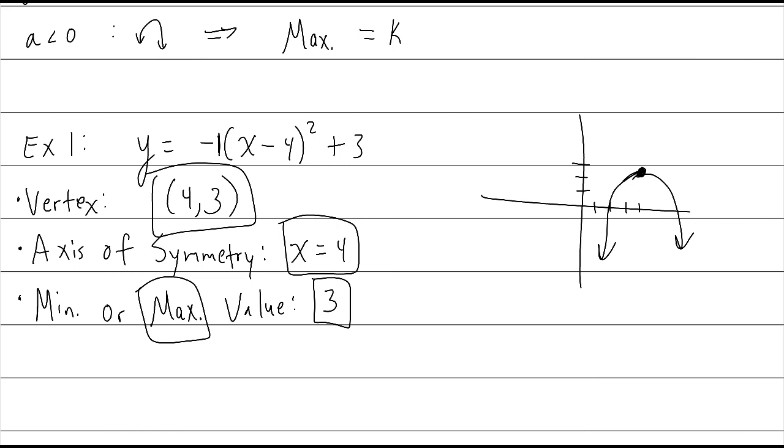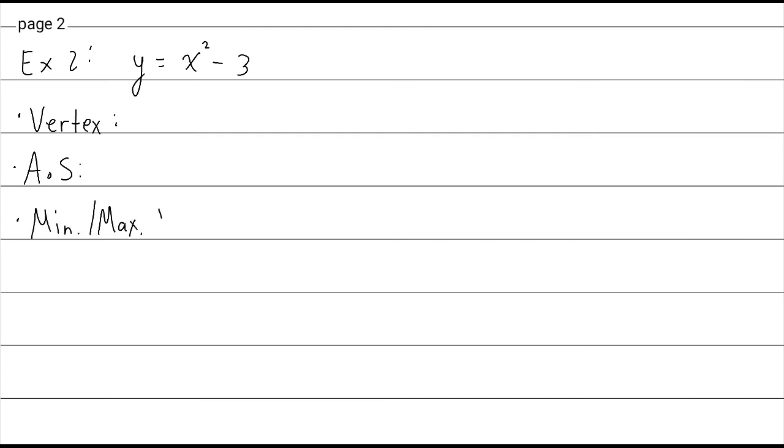Okay, let's do another example. This one's kind of a trick question. Let's try that again. Here we go. y equals x squared minus 3. Again, I want to find the vertex, the axis of symmetry, and figure out if I have a min or max, and what the value happens to be. And then I'll graph the function while I'm at it.